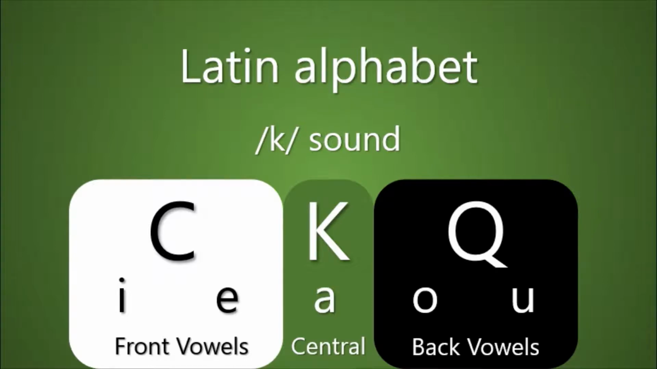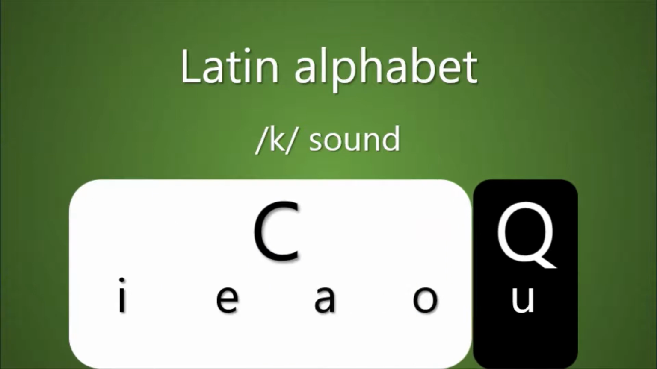Gradually, C pushed out K and Q to become the main letter representing the k sound. The letter K became restricted to exceptional words in Latin. Q was no longer used before O, but it wasn't eliminated altogether.